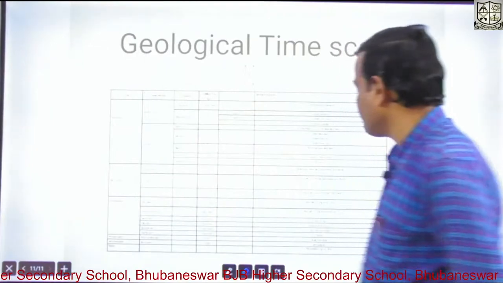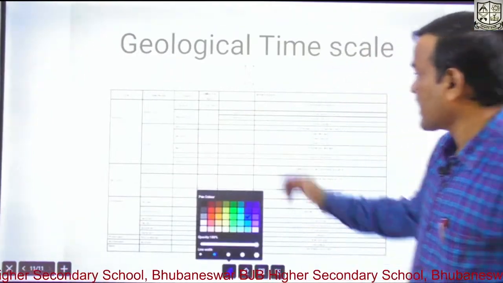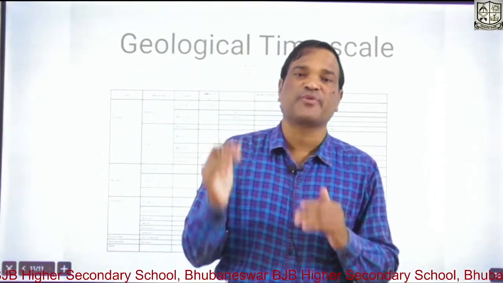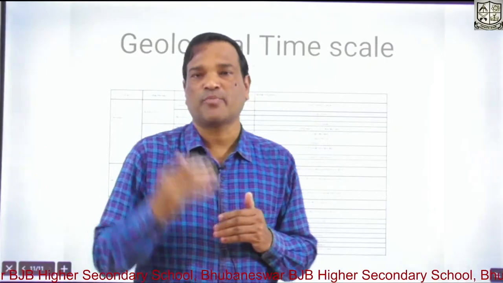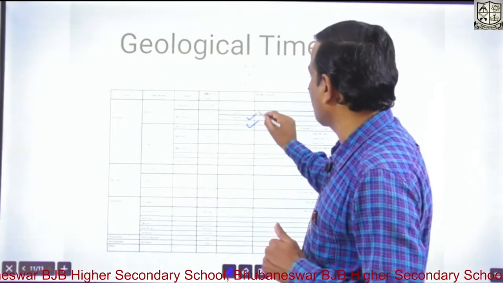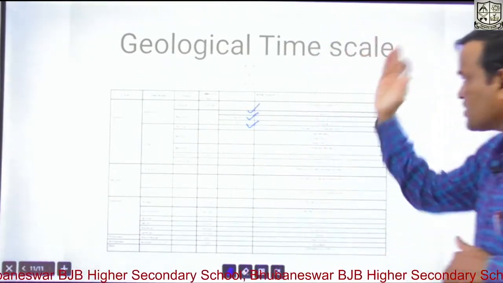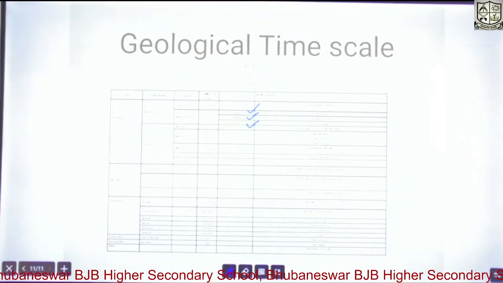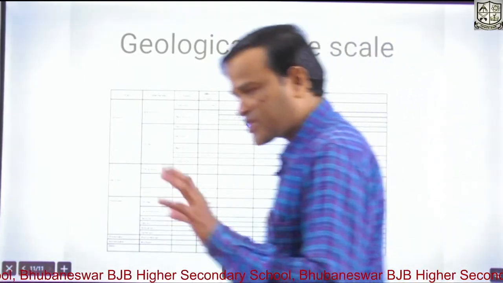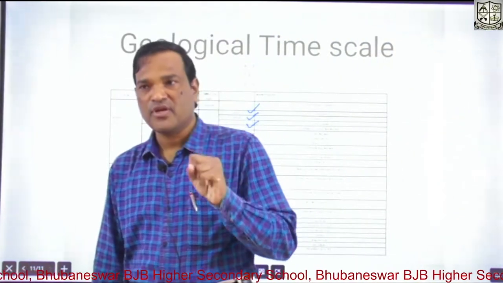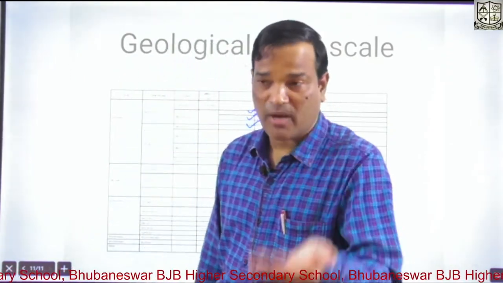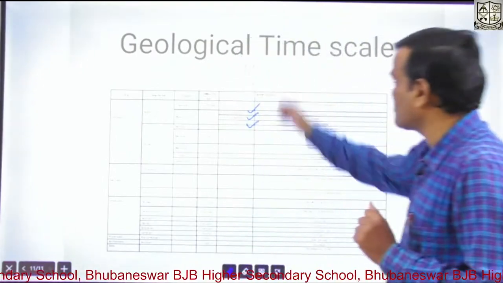Then, the Pleistocene is again classified into three divisions: lower Pleistocene, middle Pleistocene, and upper Pleistocene. On the basis of these, various animal species developed in context to different geological time periods, which can be described by the geological time scale.